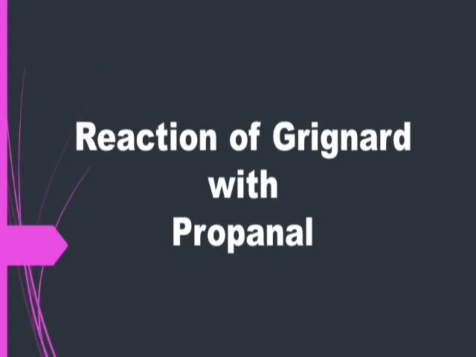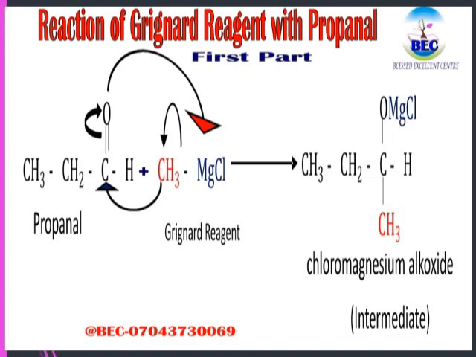In our last class, we looked at the reaction of Grignard reagent with methanol. In today's class, we are giving attention to the reaction of Grignard reagent with propanal. Now look at this reaction. You have CH3, CH2, C, double bond O, and H. This is the formula for propanal. And then you have CH3MgCl. That's a Grignard reagent. We call this methyl magnesium chloride.